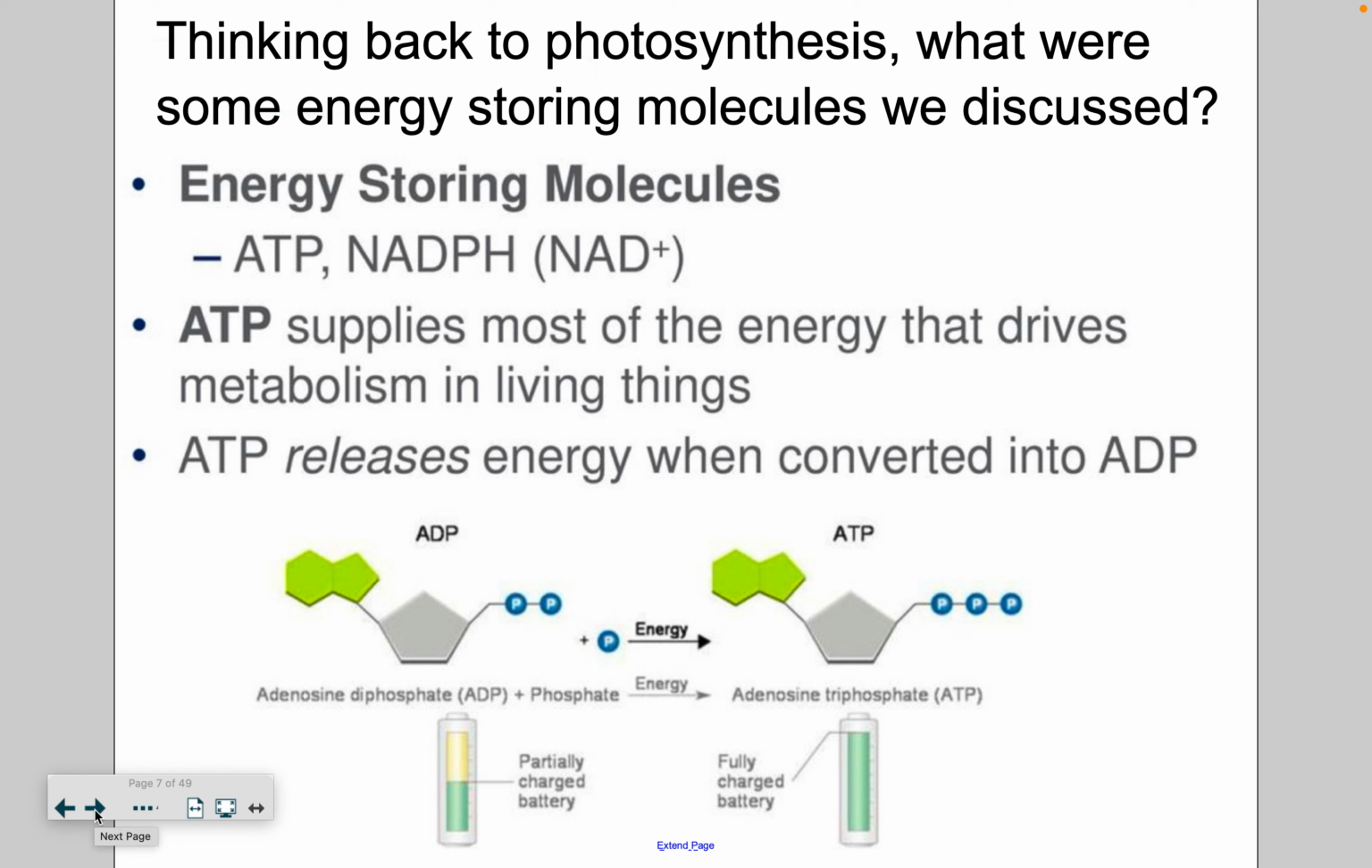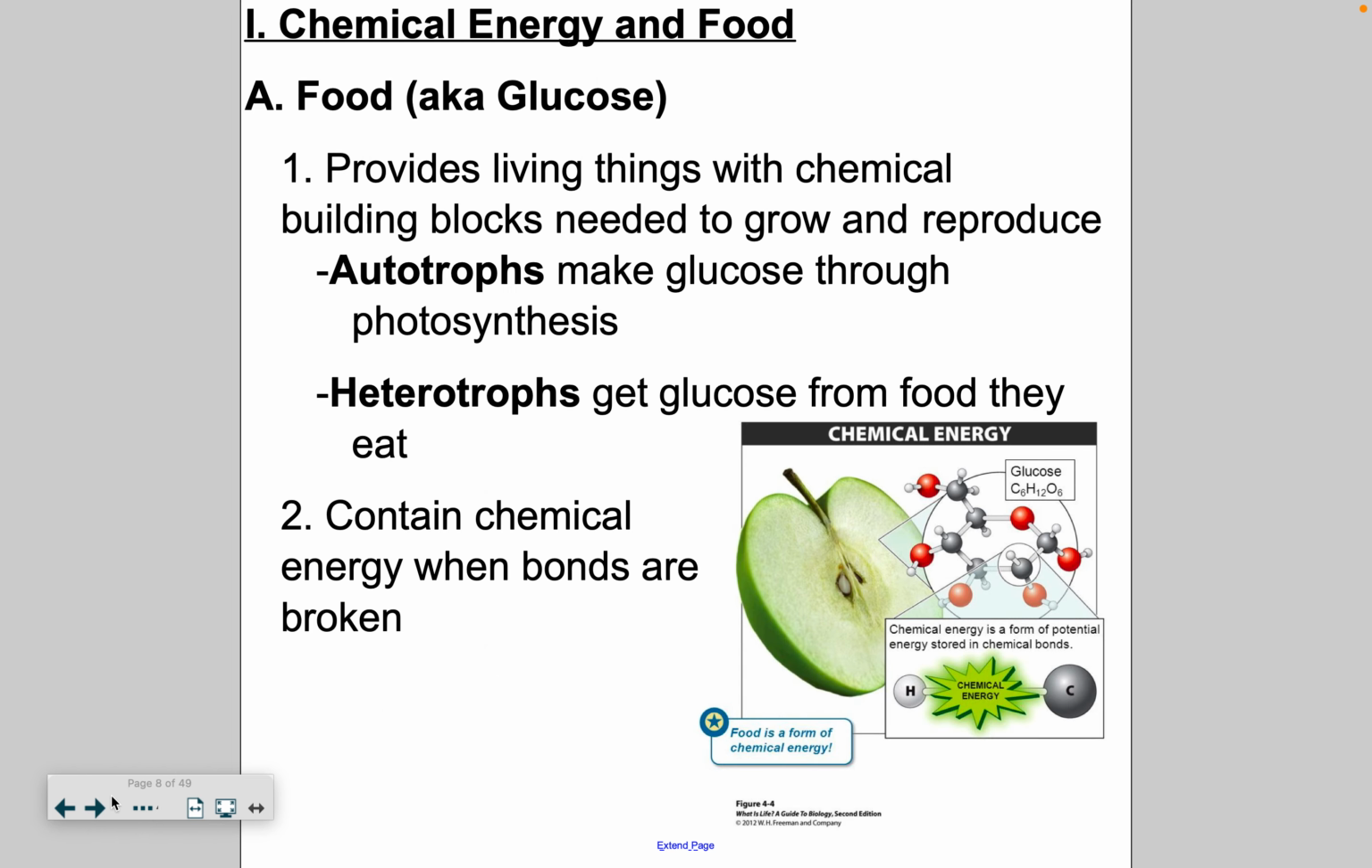So why am I discussing energy molecules? Well, cellular respiration's main job is to make ATP. So how do we get to ATP? It actually starts with food, aka glucose. Food, sugar, carbs, they provide living things with the building blocks we need to grow and reproduce. We discussed last chapter autotrophs versus heterotrophs, how autotrophs make glucose through photosynthesis. They make their own food. Heterotrophs can't do that, so they have to get that glucose from the food they eat, hence the term heterotrophs, a different kind of food source.